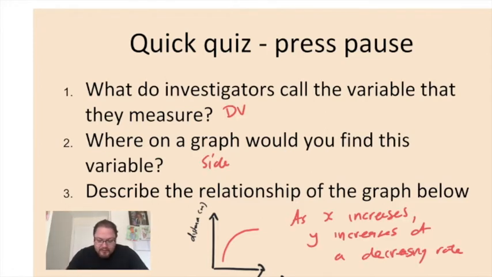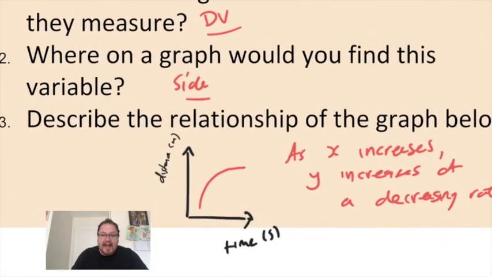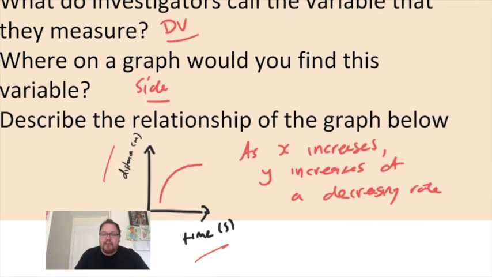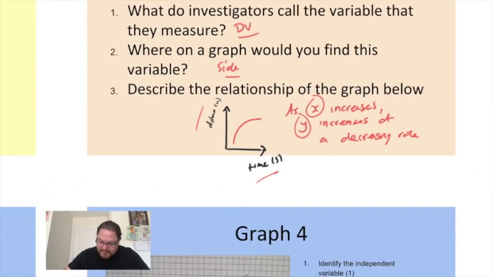Okay, what investigators call the variable that they measure, the thing they measure, is called the dependent variable. I've put DV. Where on the graph would you find this variable? We'd find it on the side of a graph. Describe the relationship of the graph below. Well, instead of an x and a y now, I've got time and distance, and I should have written that really, but I didn't. So as x increases, which would be the time, as time increases, distance increases at a decreasing rate. So my mistake there. Sorry, first video and all.